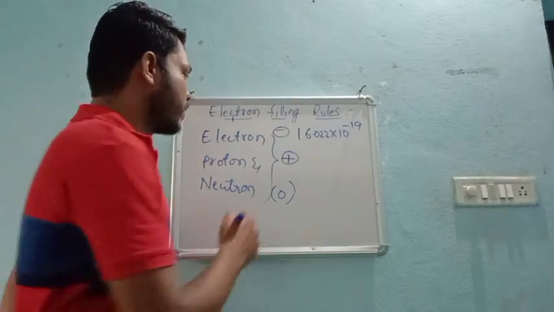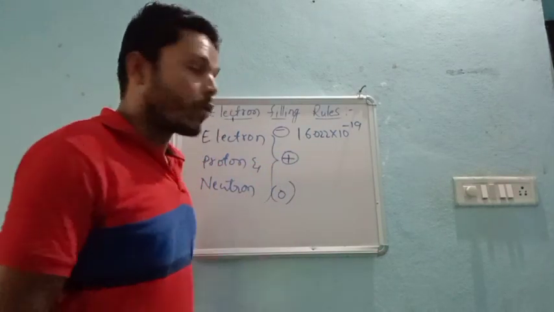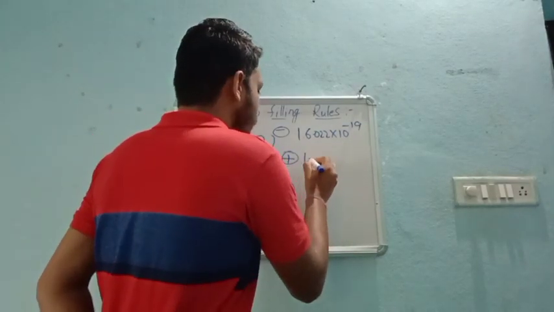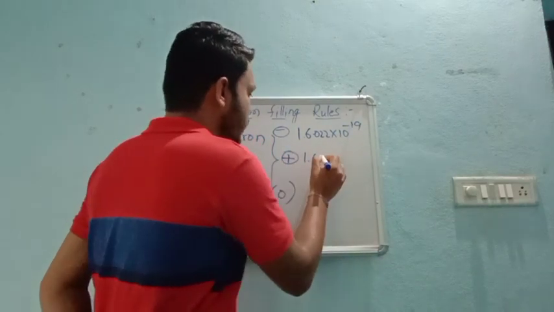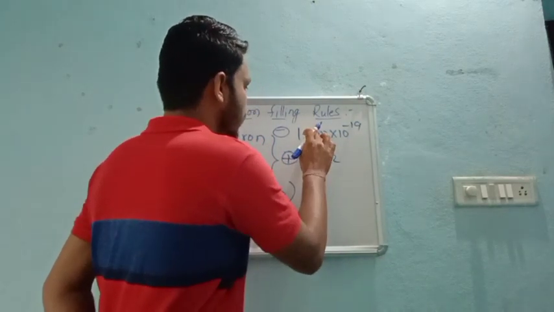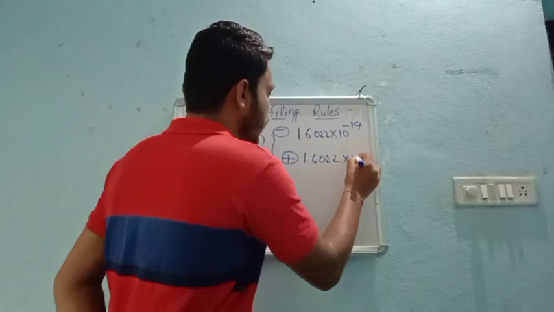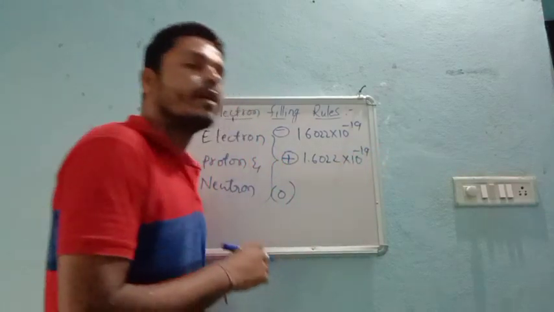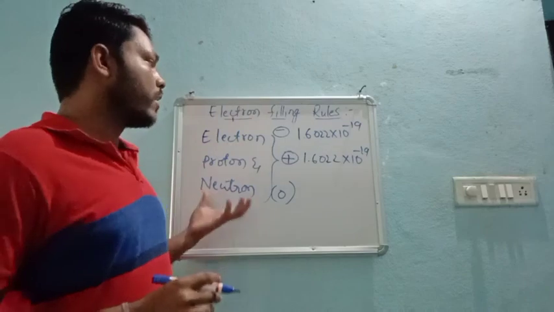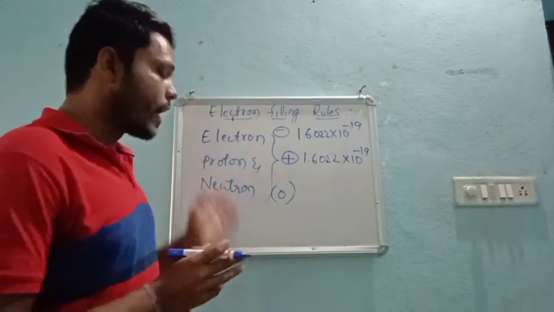In the same way, for the proton, what we saw is plus 1.6022 into 10 to the power minus 19. We studied all this in the last class.